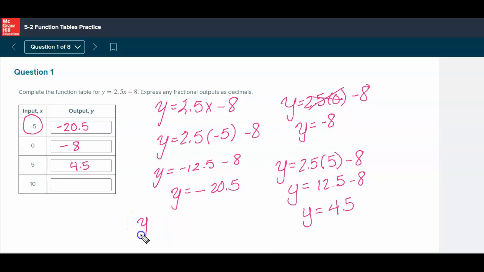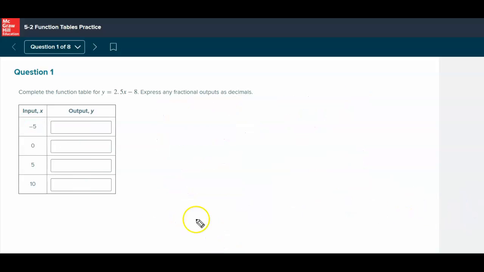And lastly, when we put 10 in for x, we would have y equals 2.5 times 10 minus 8. Well, multiplying times 10 is going to move this decimal. So that's going to give us y equals 25 minus 8, and 25 minus 8 is 17. So when x is 10, y is 17. So you would do it like that. Alrighty. Next page.